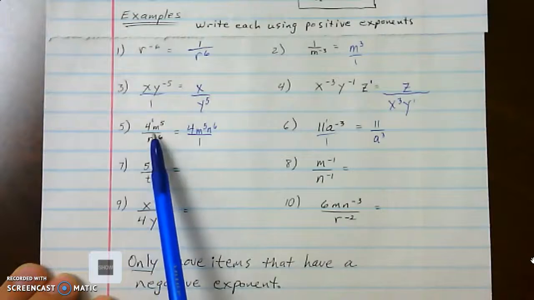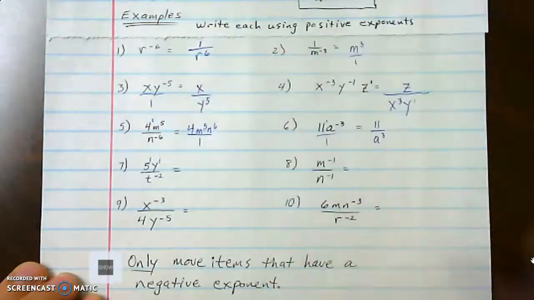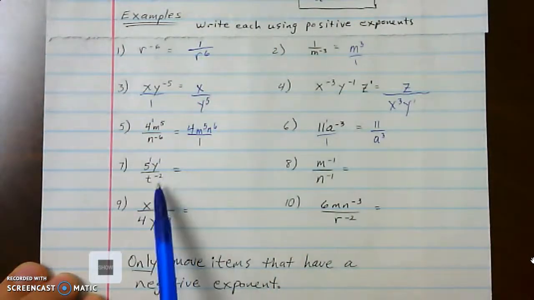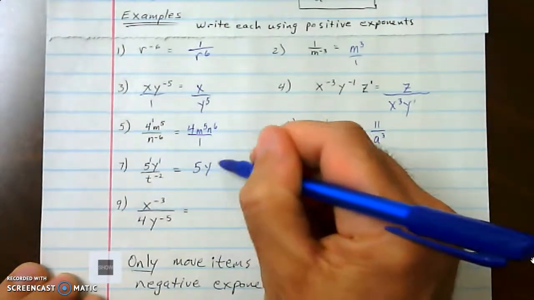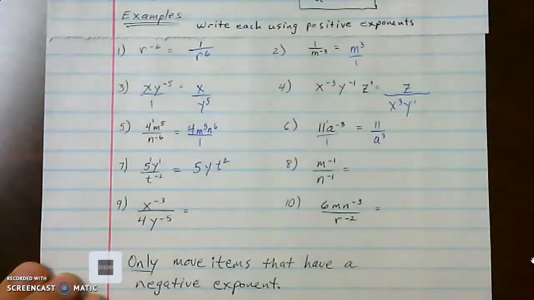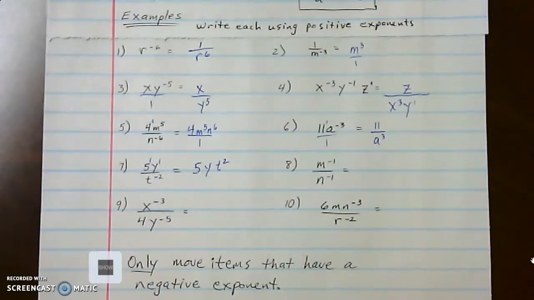Number 7 looks a lot like number 5. The number has a positive exponent. Y is a positive exponent. They stay on top in the numerator. T is going to move up there with them. 5, y, t to the second. Again, you can put that over 1 or just leave it alone. Okay, so don't flip-flop everything. Only move something. It says it right here. Only move items that have a negative exponent. That's why the 5 and the y stayed on top.